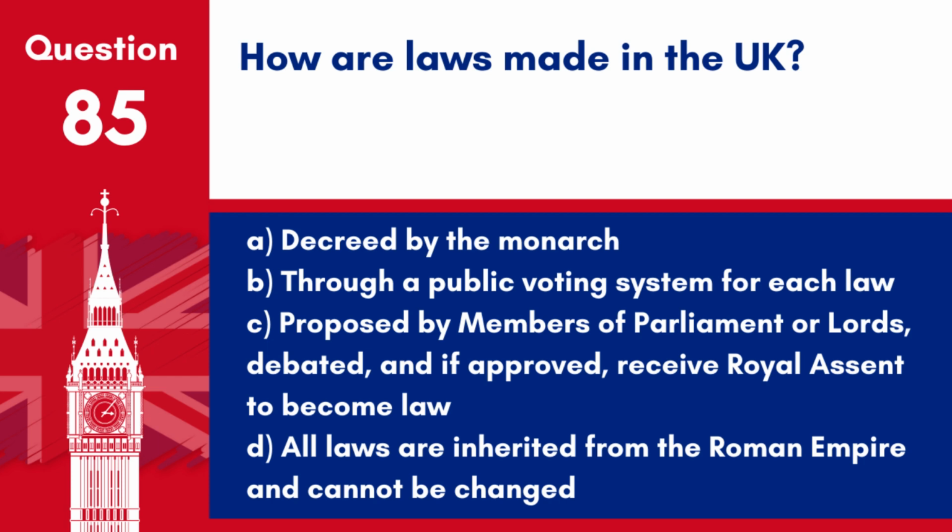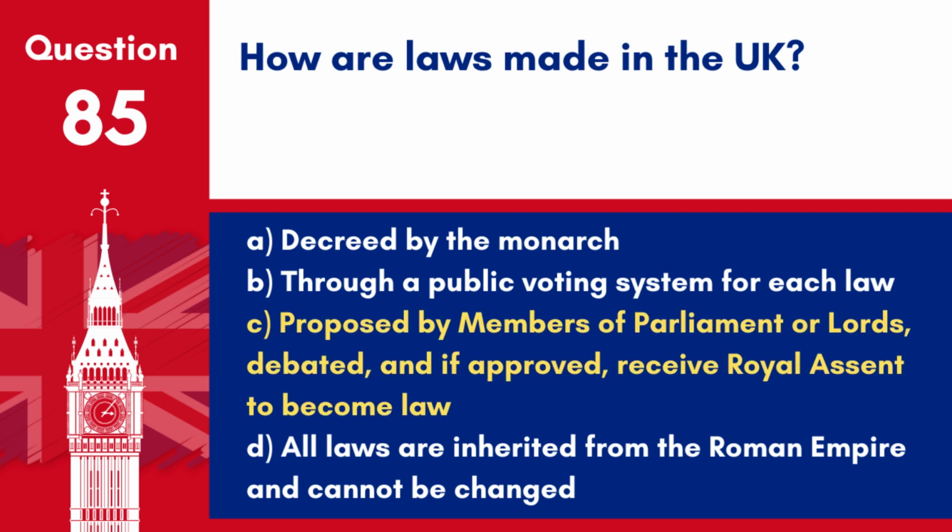A. Decreed by the monarch. B. Through a public voting system for each law. C. Proposed by members of Parliament or Lords, debated, and if approved, receive royal assent to become law. D. All laws are inherited from the Roman Empire and cannot be changed.